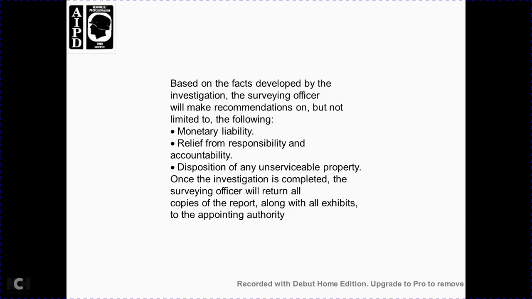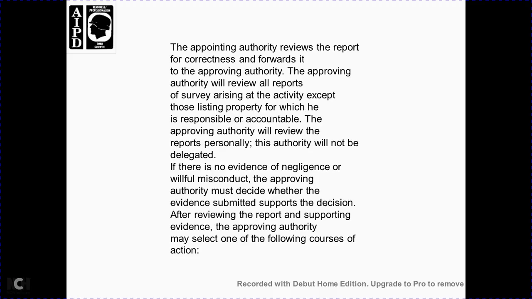Based on the facts developed by the investigation, the survey officer will make recommendations on, but not limited to, the following: monetary liability, relief of responsibility, accountability, and disposition of the unserviceable property. Once the investigation is complete, the survey officer will return all copies of the report along with the exhibits to the appointing authority. The appointing authority reviews the report for correctness, forwards it, and approves the authority. The approving authority reviews all reports surveying the authorizing of the activity described, the loss of the property for which the person is responsible. The approving authority will review reports personally and will not delegate the review of evidence.